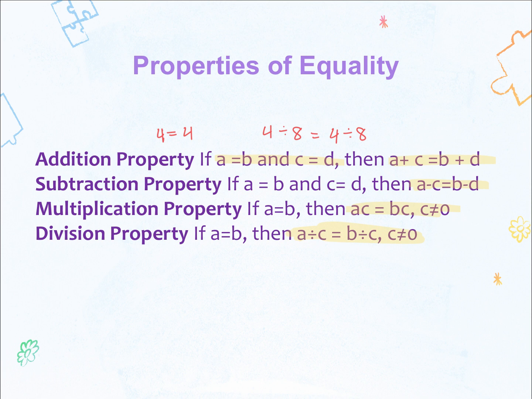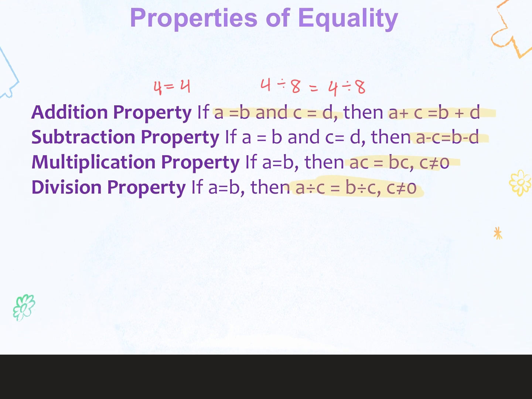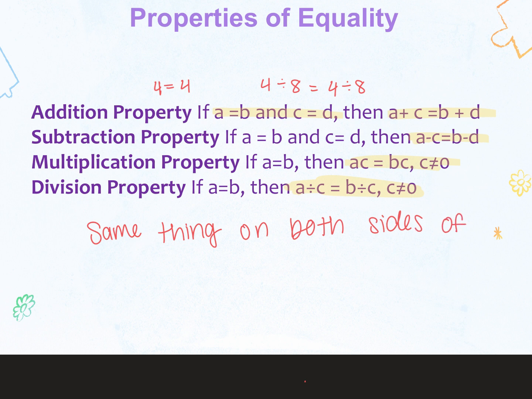So when we're using property of equality, why is it called property of equality? It's because you are doing the same thing on both sides of the equal sign. Okay, that is my property of equality.